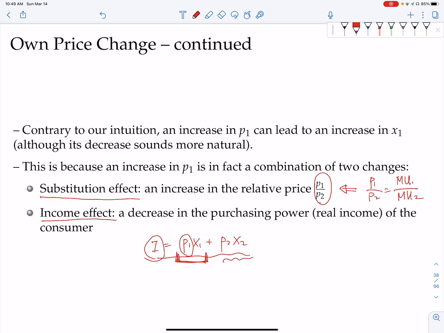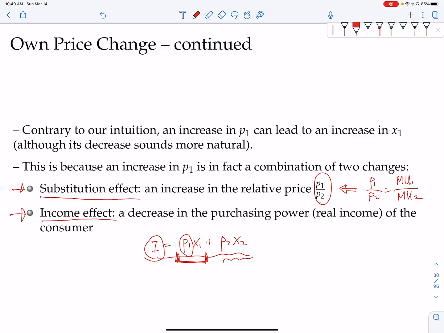And the substitution effect, the sign is very clear in the sense that if the first good becomes more expensive, you want to substitute it with the second one. So the price goes up, the consumption goes down. That's very, very clear. But the income effect is not clear, right?